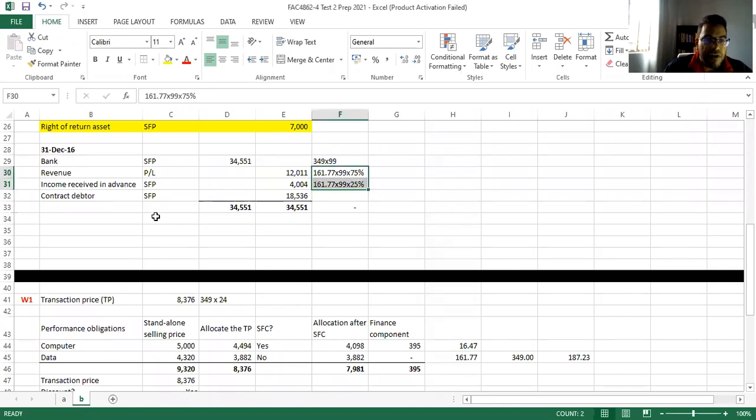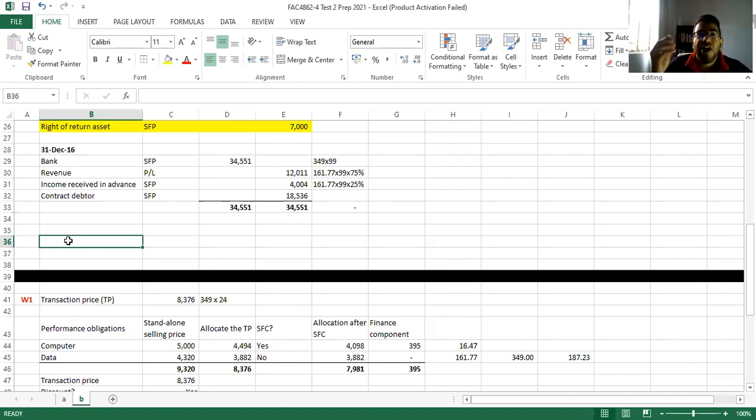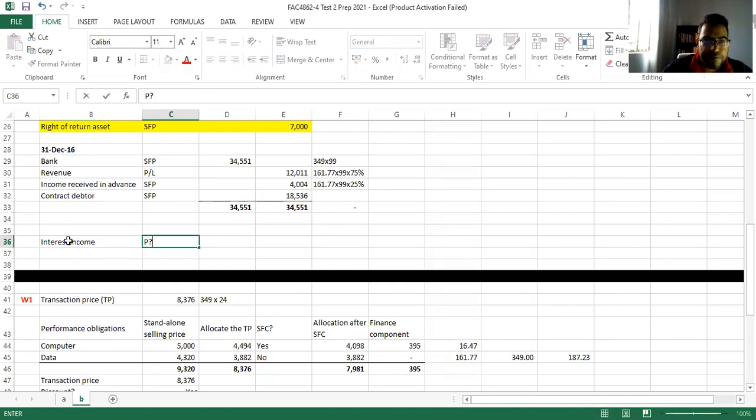Okay, so income received in advance, SFP, contract debtor, SFP. Now remember, there's one more transaction we must recognize on 31 December, and that is the interest income. So we're going to say interest income has been earned. So income is increasing. Income increases profit or loss. Profit or loss increases equity. Equity increase on the credit side. So interest income is going to be credited. It is a profit or loss line item. So we have to increase interest income.